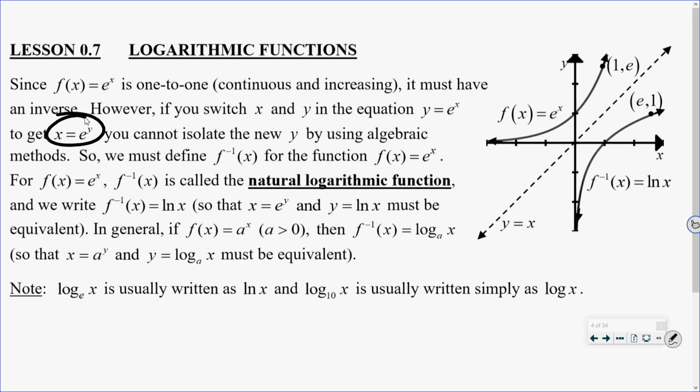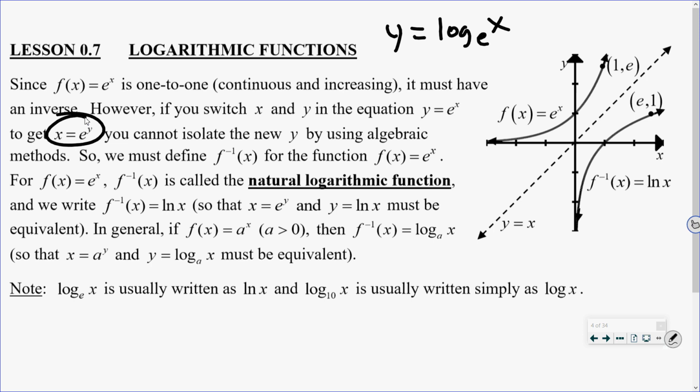Hey, there is no way to take that and isolate the y. There's no algebraic steps or methods that we can do. So we have to have a way to define it, and the way we do that is by using logarithms. Now, this one's a little bit tricky. If you use what we just talked about, if I have x equals e to the y, you would go y equals log base e of x. That's the way you would write that.